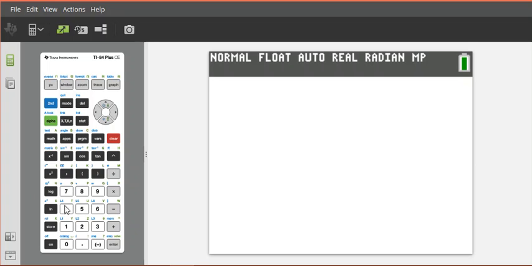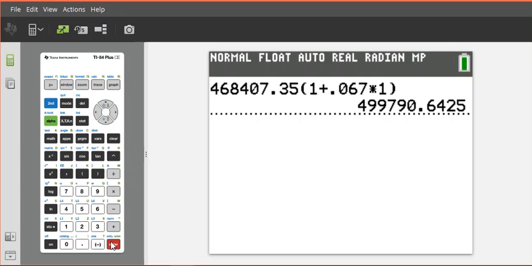So if we did this, it's going to be $468,407.35, open parentheses, 1 plus 0.067 times 1. This tells me right before I make the first payment how much is in the account. I'm going to round this to the nearest cent on the calculator. We've got 64 cents. There's a 2 that comes after, so we're just going to keep it at 64 cents.